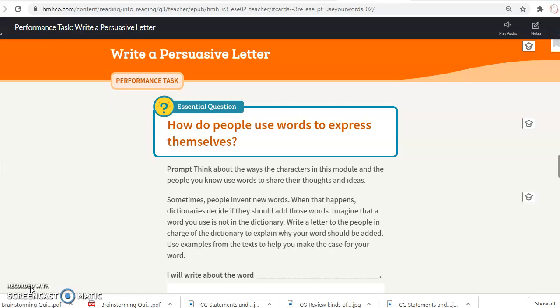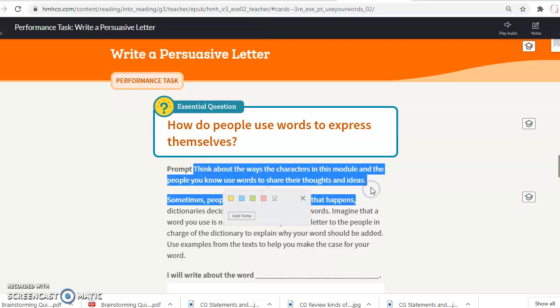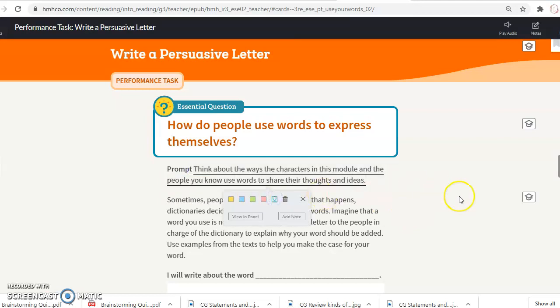Now that we have read the prompt, I'm going to model for you how to break apart the prompt and pay attention to important key words. If you take a look at my screen, the first sentence of the prompt says this. Think about the ways the characters in this module and the people you know use words to share their thoughts and ideas. This reminds me about the ways characters and people use words to share thoughts and ideas.